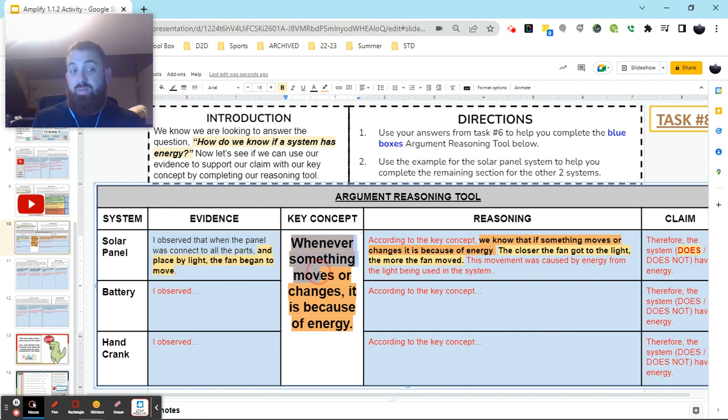We know that our key concept that we're going to be using is whenever something moves or changes, it is because of energy. Now, notice without that, the evidence kind of doesn't make sense. Let's take a look at the reasoning.